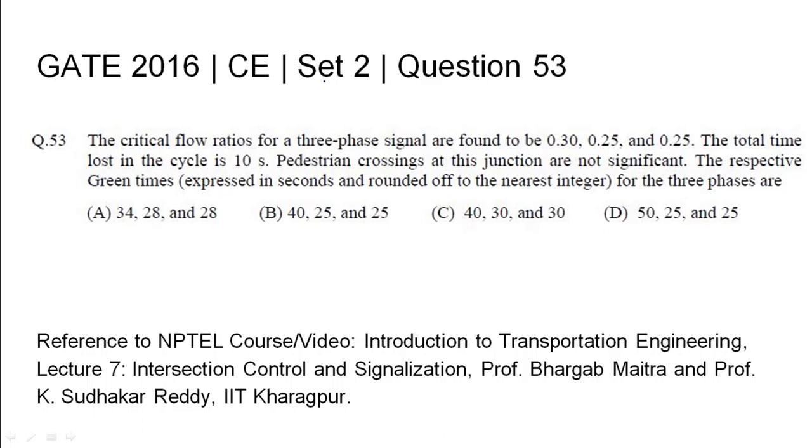GATE 2016 Civil Engineering Set 2 Question 53. The critical flow ratios for a three-phase signal are found to be 0.3, 0.25 and 0.25. The total time lost in the cycle is 10 seconds. Pedestrian crossings at this junction are not significant. The respective green times expressed in seconds and rounded off to the nearest integer for the three phases are. Four options have been provided. The relevant NPTEL reference is cited.